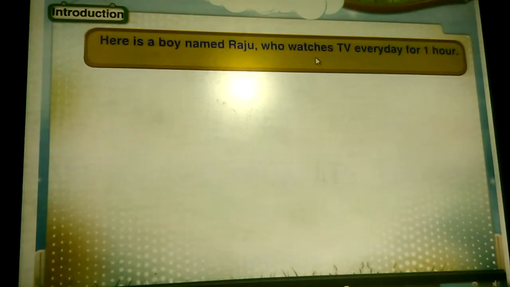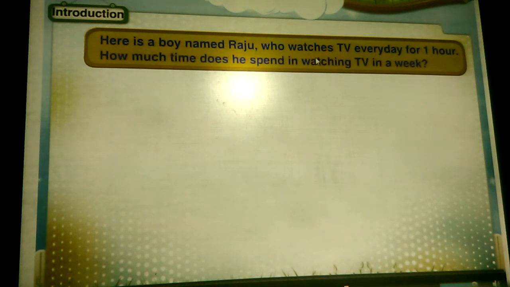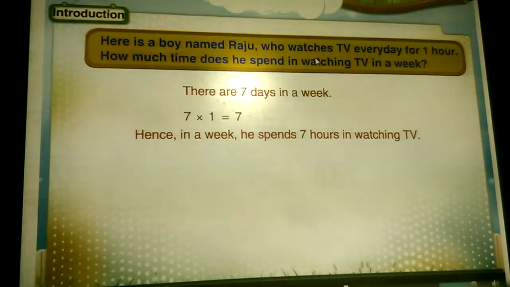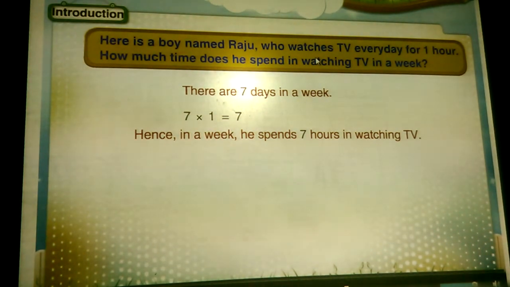Here is a boy named Raju who watches TV every day for 1 hour. How much time does he spend in watching TV in a week? There are 7 days in a week, and Raju watches TV for only 1 hour every day. So, 7 into 1 is equal to 7. Hence, in a week, he spends 7 hours in watching TV.